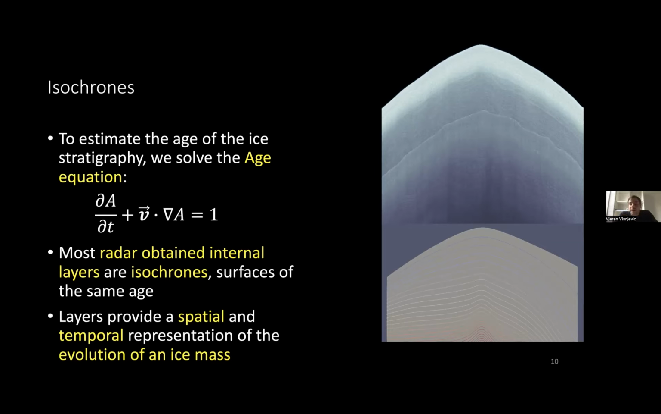Layers provide a spatial and temporal representation of the evolution of the ice mass, and they help us to disentangle some of the influences of some of the processes in this evolution of the ice mass, and I will get to this in quite a bit of detail very soon. So before I start talking about ice shelves, I just want to show you 2, 3, 4 studies that have used isochrones and modeling, and just show you how it works and what kind of results people have gotten.